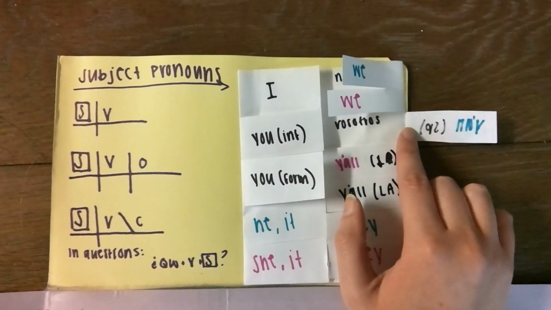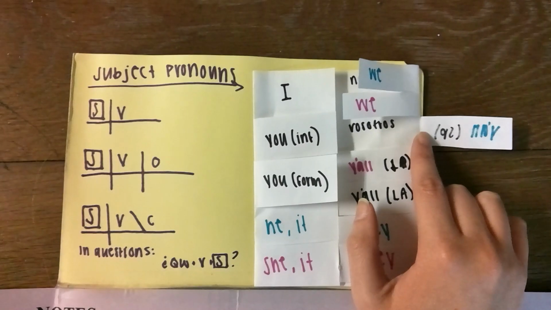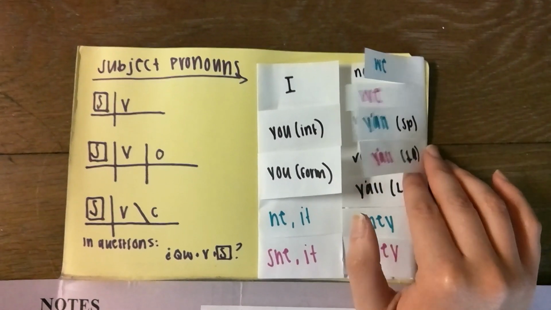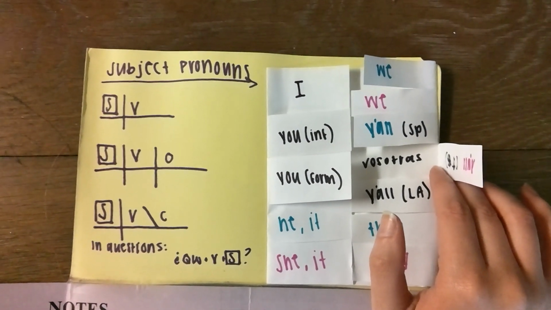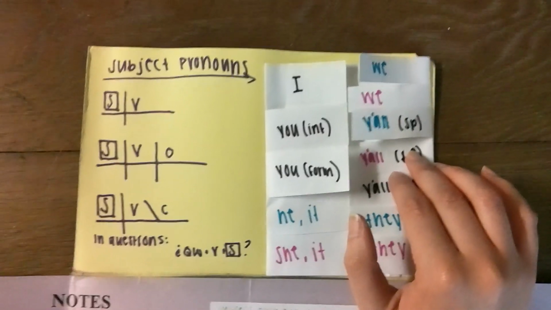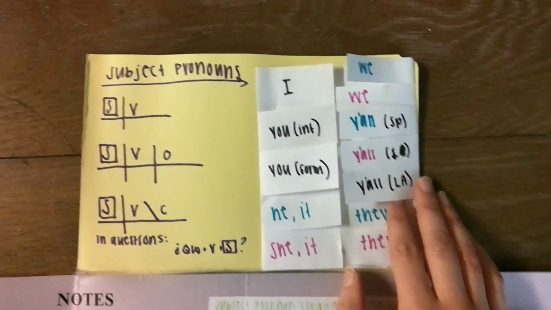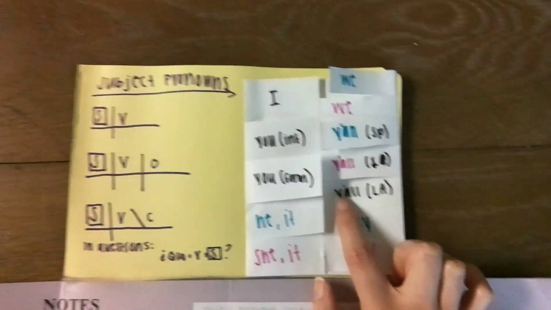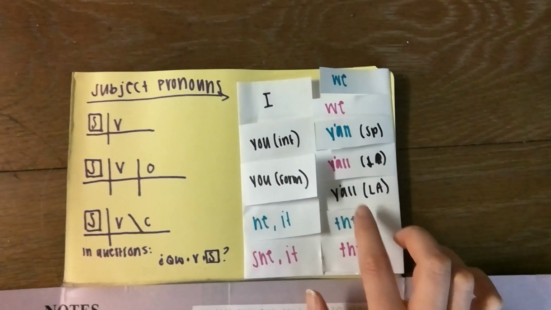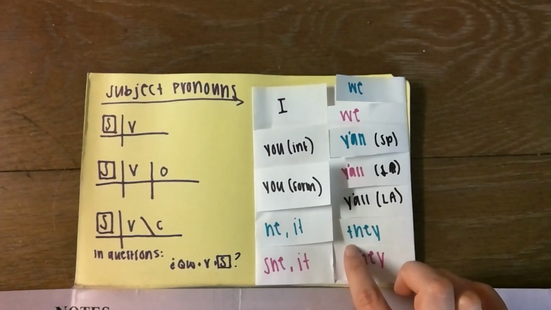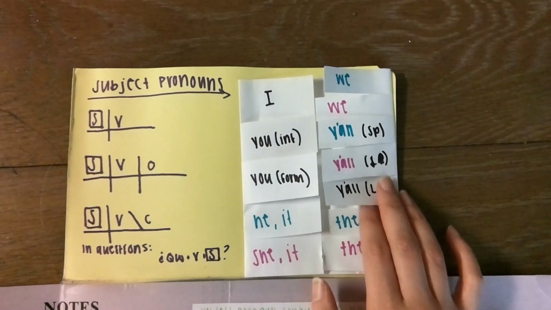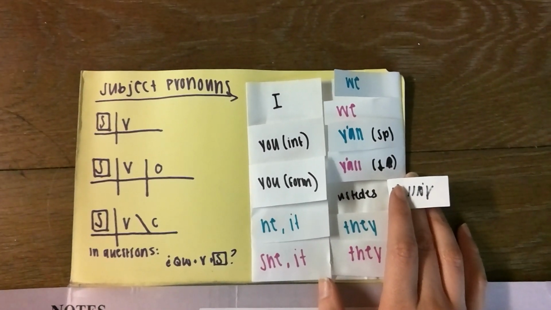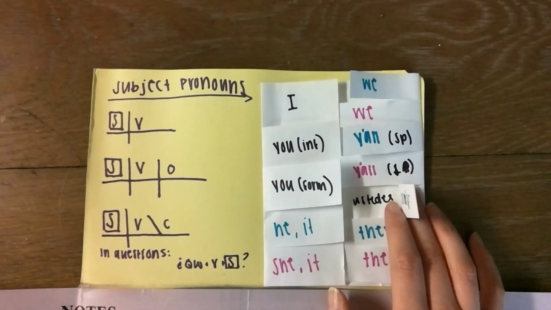Y'all is vosotros for all males, or males and females, you all. We have vosotras for an all-female group of you all. And then we go to the third person conjugation, even though technically you is second person, but we conjugate it like they. So it's important not to get confused there. In Latin America, we use ustedes, and we use the same verb endings as we do for they.